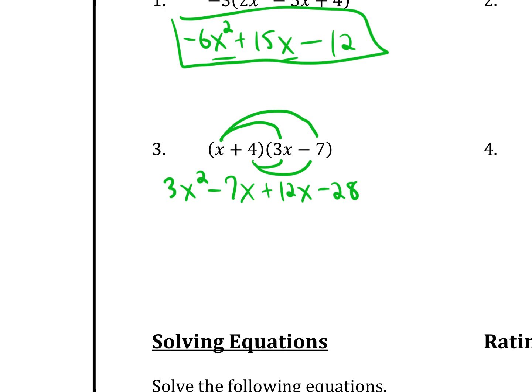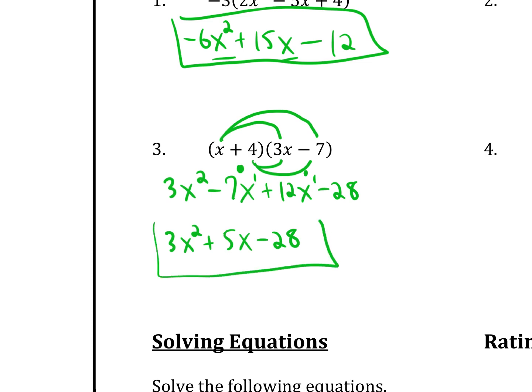All right, what are the like terms here? Well, I see we have negative 7x and 12x both have the same x to the first power. So we're going to add those, keep the rest the same. So we got 3x squared plus what? 5x minus 28. All right, there we go.